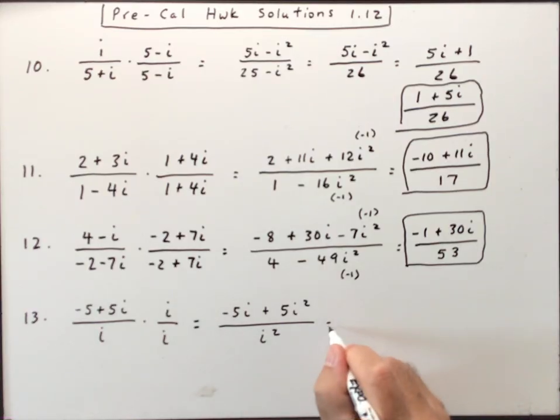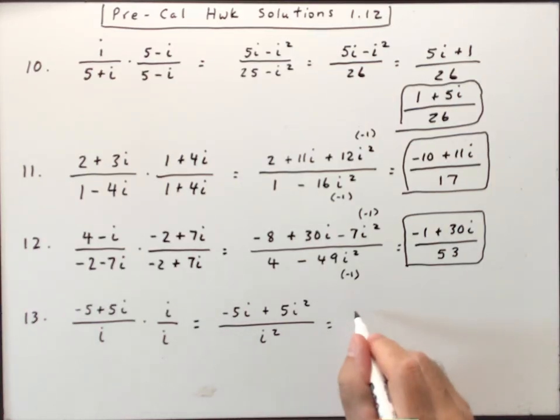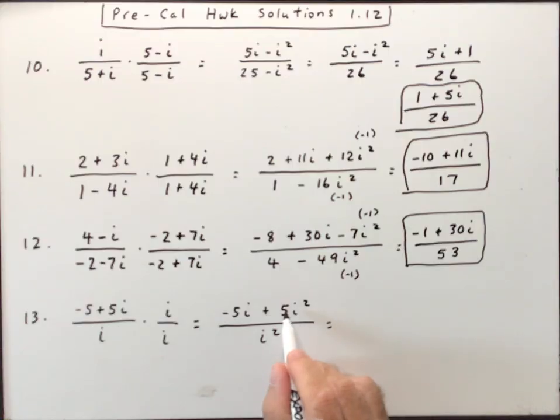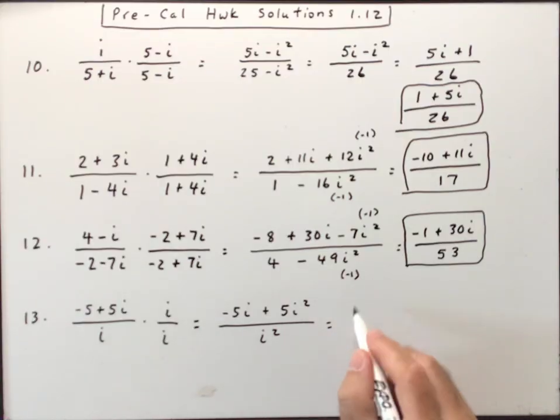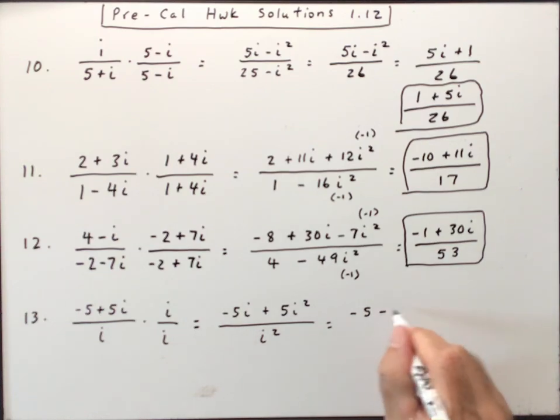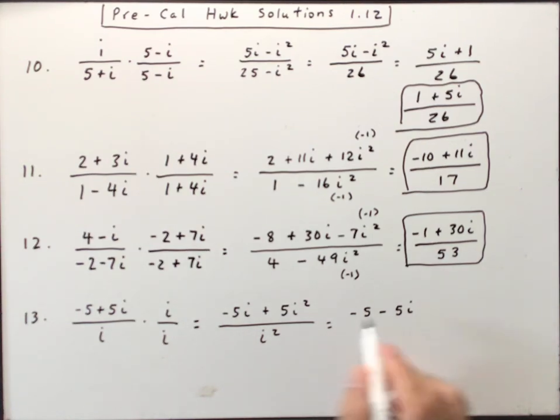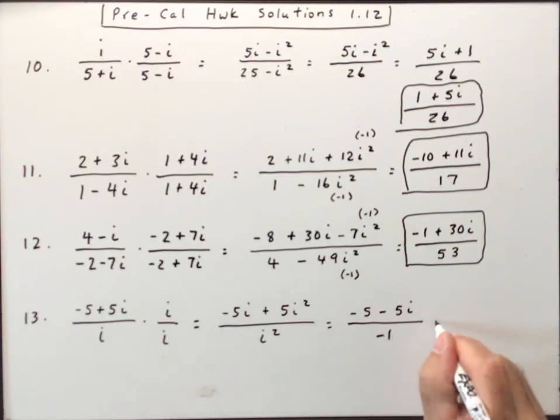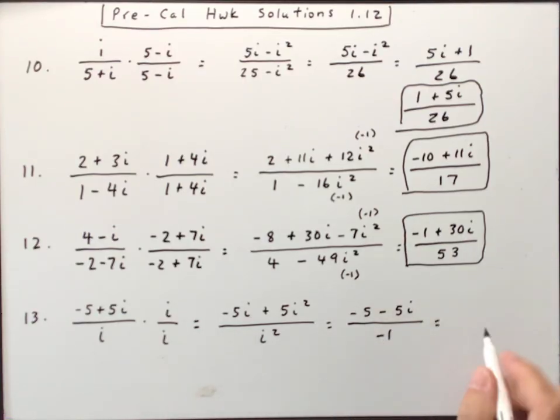Well, this will probably simplify some. I'm going to put this as 5 times negative 1, so that's negative 5 minus 5i. I just went ahead and wrote it in the proper order. i squared is negative 1. And then negative 1 will go into negative 5 times, so you end up with 5, negative 1 into negative 5 plus 5i. So we even got rid of the denominator upon simplification.